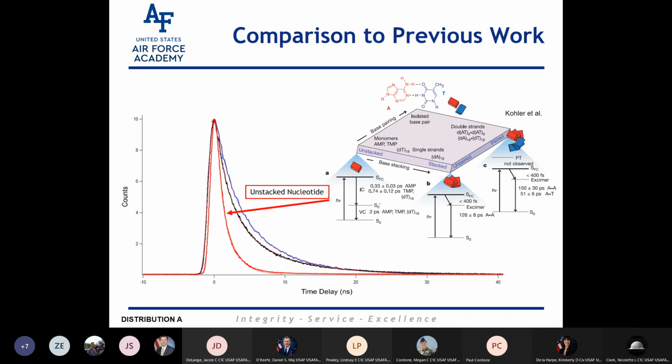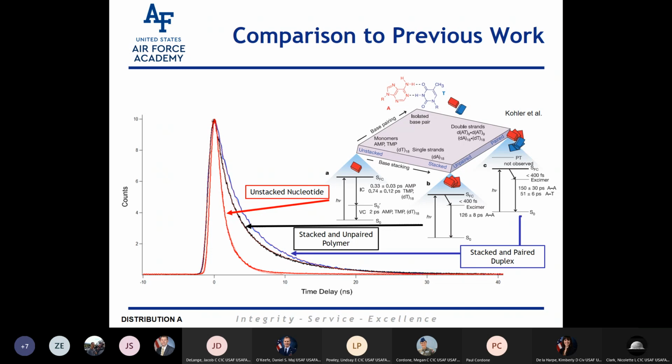So the unstacked nucleotide has the shortest lifetime, and you can see because it's closest to where the instrument response function would be. Our stacked and unpaired polymer has a slightly longer lifetime than our nucleotide, but still not as long as our stacked and paired duplex, which is consistent and encouraging because in both solution and in frozen glasses, we're able to see consistent results.